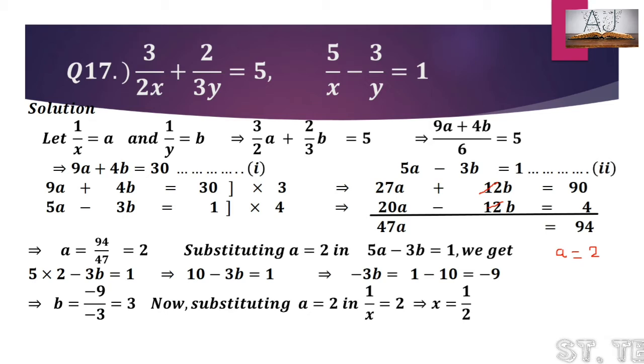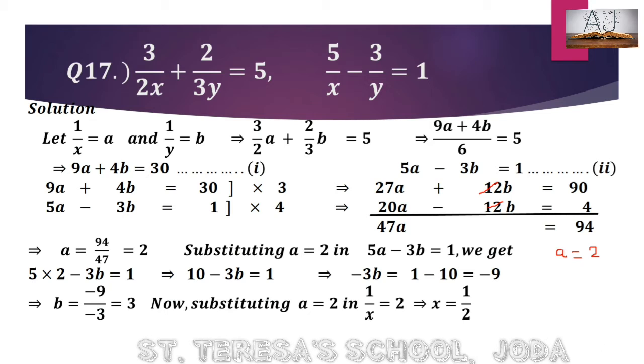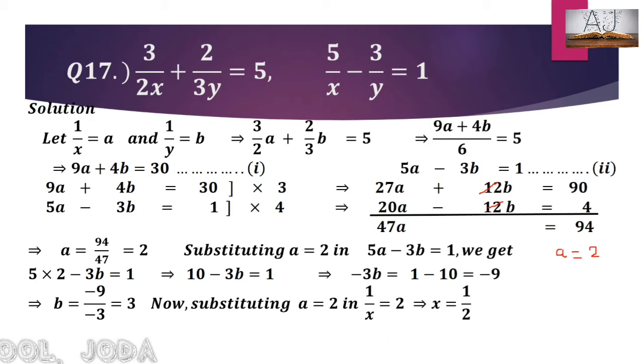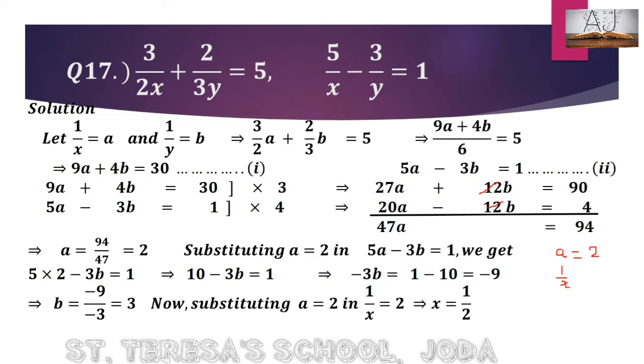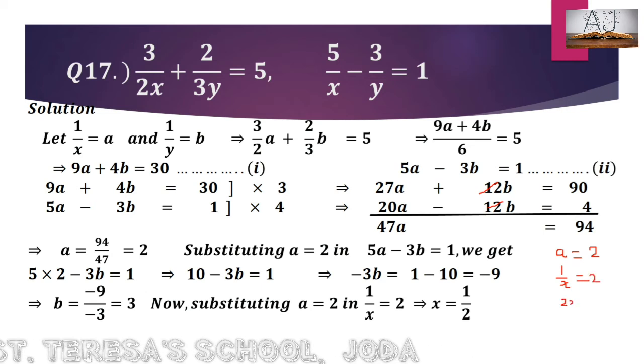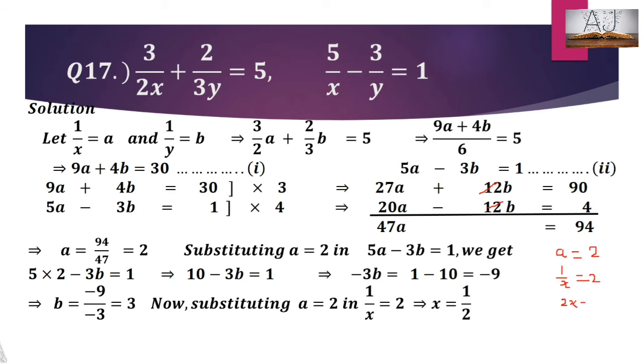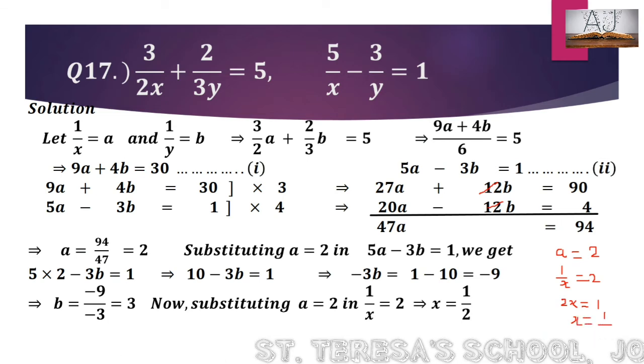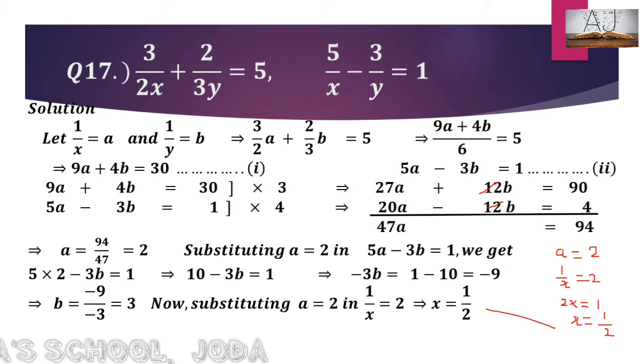Okay, so since we have assumed 1 by x as a, in place of a we can write 1 by x. So 1 by x is equal to 2. Okay, now cross multiply. x goes to the other side, so it becomes, that is what I have written there. Now 2x is equal to 1. Or if you take 2 to the other side, then x is equal to 1 by 2. Okay, so I have avoided the last second line and got this x equal to 1 by 2.